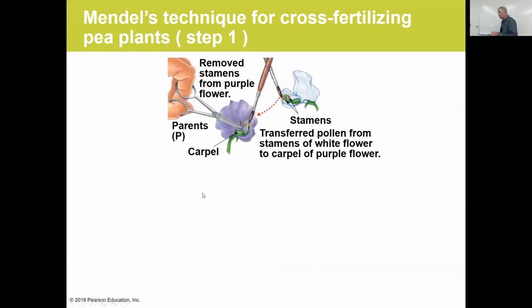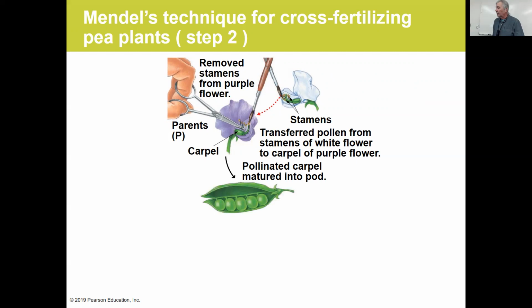First, he has to remove the stamens from the purple flower, right? So essentially, he has to emasculate the purple flower, all right? And then he takes pollen with a brush from the white stamens on a white flower and puts it on the carpel of the purple flower plant. And then he bags it to make sure that no other pollen from the air can land on it. So he knows exactly where this pollen has come from.